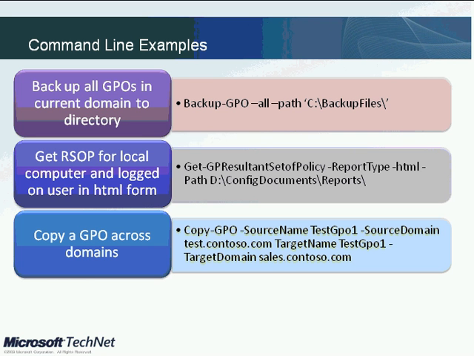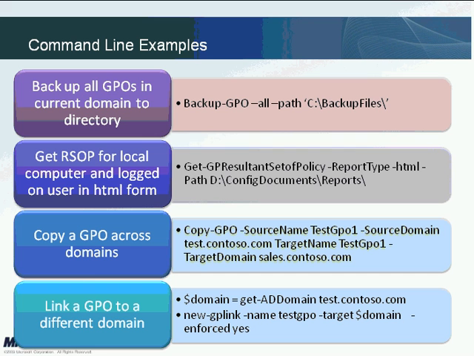You can also link the GPO to a different domain. You can just use Copy-GPO, copying this particular GPO from the source domain to the target domain, test GPO, target domain sales.contoso.com. So you can copy GPO across domains. You can also link it. Linking can happen as I have just created a variable by saying $domain equal to Get-ADDomain test.contoso.com, and I can now link this GPO by saying New-GPLink the test GPO on the target domain and -Enforced equal to yes.